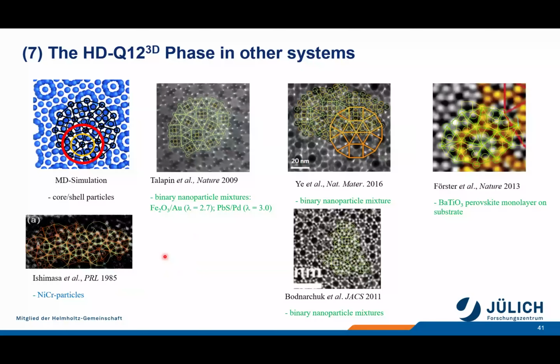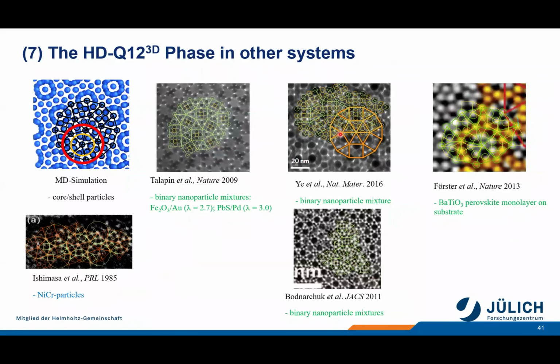Finally, there is this high-density Q12 phase, where you have this 7+7 staggered ring. So this orange circle is drawn around the 7 neighboring and the red one around the 12 neighboring ones, which give rise to this 12-fold rotation symmetry. This is the binary nanoparticle mixture from Talapin reported in Nature.